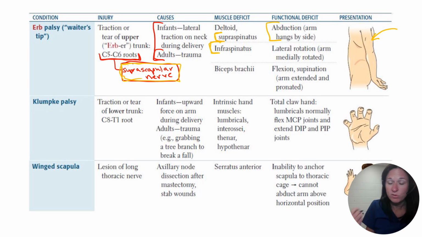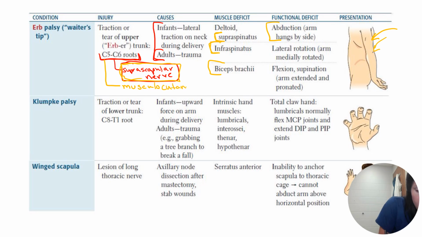Infraspinatus is responsible for lateral rotation of the arm. So we're not going to have lateral rotation of the arm. We're going to have medial rotation of the arm in this adducted, hanging by the side position. And right, musculocutaneous. So biceps brachii, coracobrachialis, brachialis, all innervated by musculocutaneous.